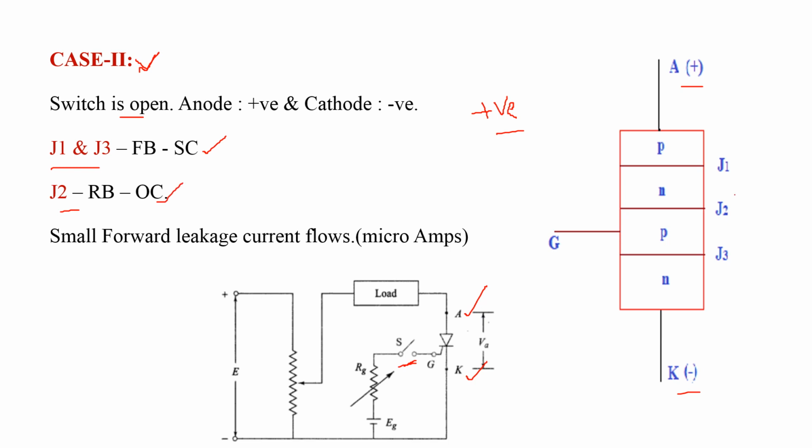Due to the reverse biased junction J2, there is no possibility of current flowing from anode to cathode, but due to the presence of minority charge carriers, there is a possibility of a small amount of forward leakage current, of the order of microamperes, flowing from anode to cathode. Okay, this is about the second case. In the second case, we apply the positive voltage between anode and cathode by keeping the switches open, so a small forward leakage current flows from anode to cathode.